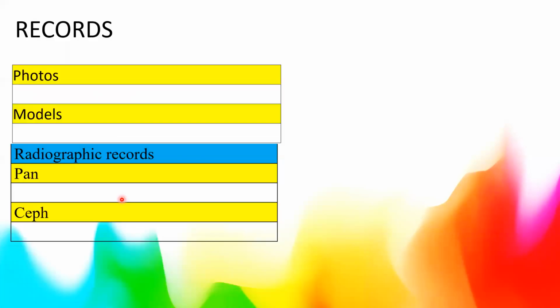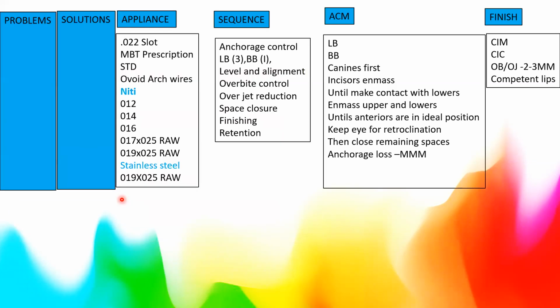Right, how do we go about making that diagnosis? We take records. You need to make sure you have your photos, your models, your radiographs, your pan, your ceph, and you need to draw these things so that you can direct your treatment plan. And cephalometrics are very critical to help you understand whether you're treating with growth or against growth. What are you fighting against? And then you know whether your treatment is easy or complex.